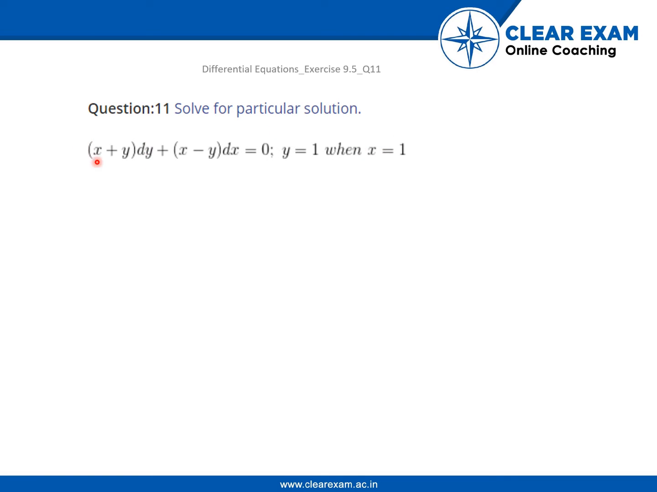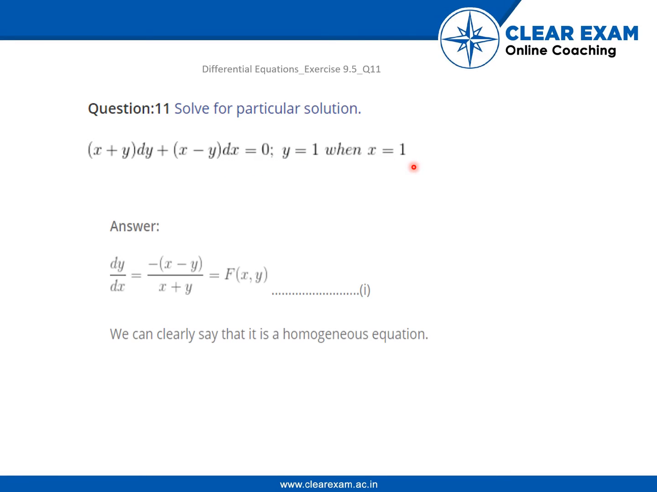Solve for the particular solution: (x + y) dy + (x - y) dx = 0, given y = 1 when x = 1. So dy/dx = -(x - y)/(x + y) = f(x, y). We can clearly see that this is a homogeneous equation.